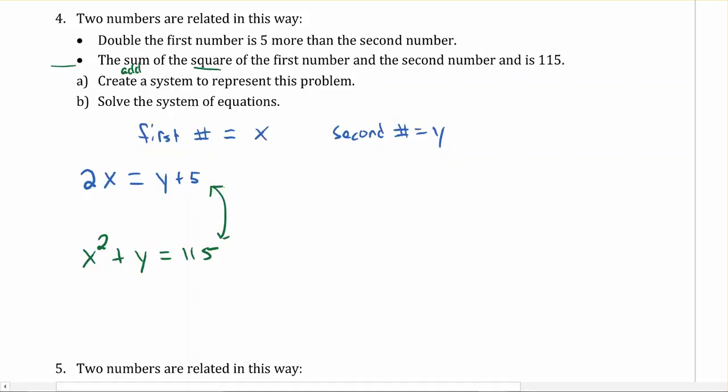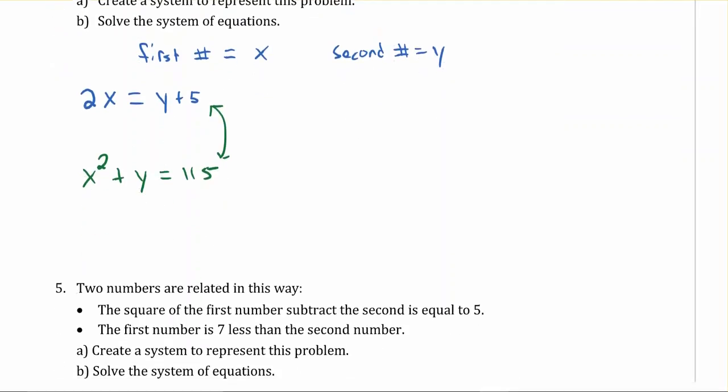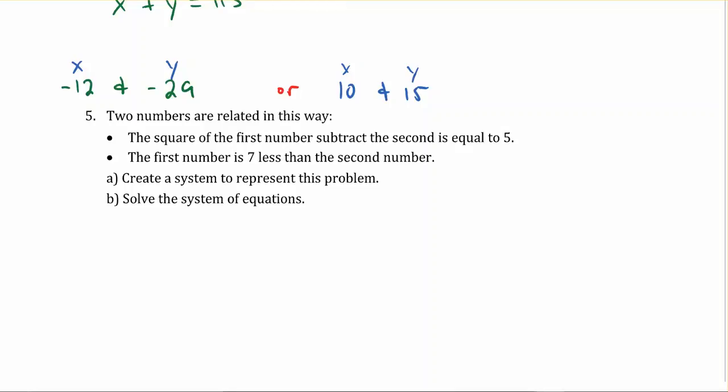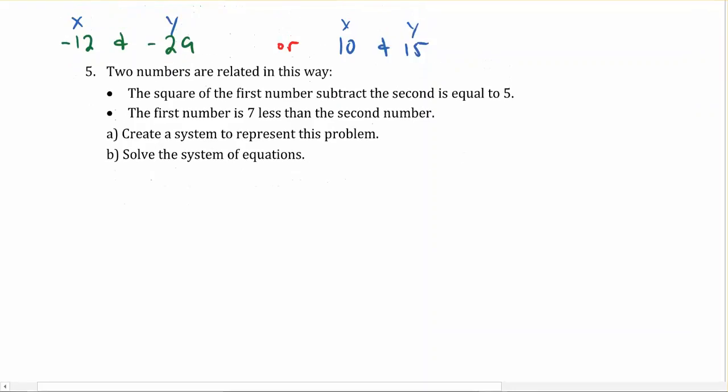I'll let you guys go ahead and find the answers for that. Actually, I'll give you the answers for this one. So your solutions for this one could be a few. It could be negative 12 and 29 or 10 and 15. So negative 12 would be your x, that'd be your y, that'd be your x, and that'd be your y. Okay, so there's the answer for that. See if you guys can go through and solve for those to get those numbers. Okay, I'm actually going to let you guys do number 5 entirely on your own.